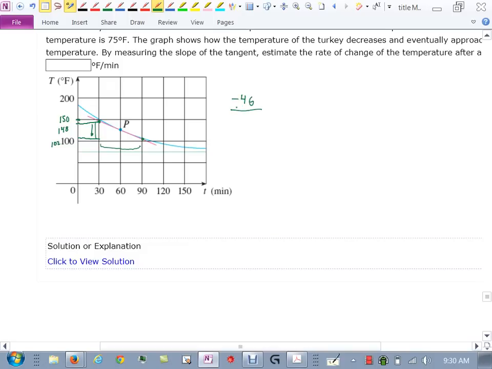That's your rise, negative 46 degrees, over your run, which is the time. And here the time is kind of obvious. That's why I picked those 2 points. That's 60 minutes. And so had I done this, 46 divided by 60, I would have gotten negative 0.76. So I would have had a different estimate than they had. But it's the idea here that's important, all right?